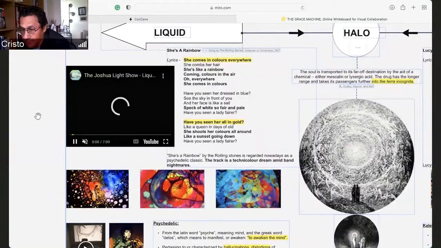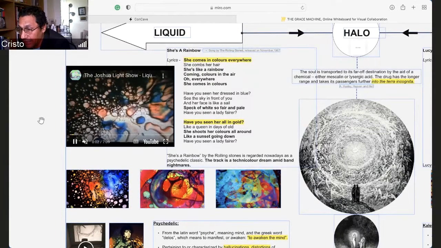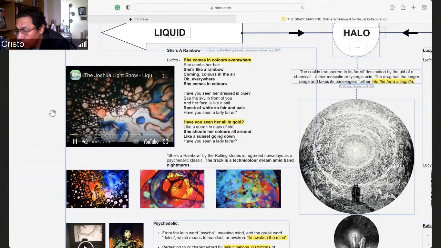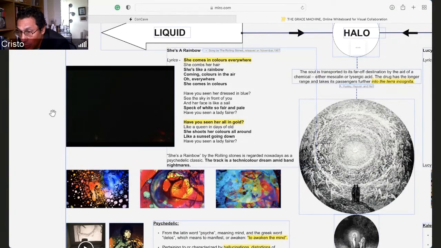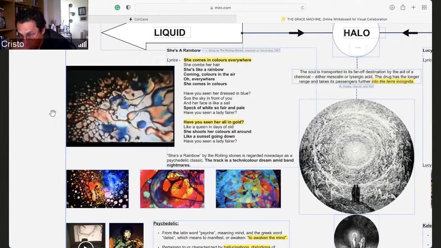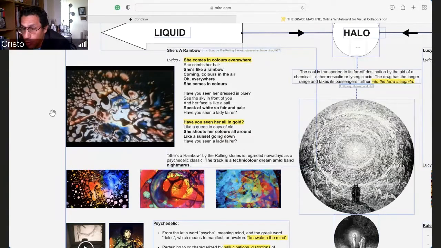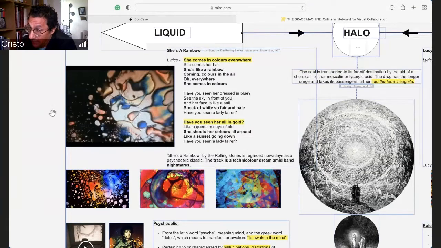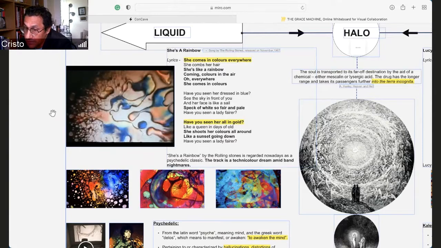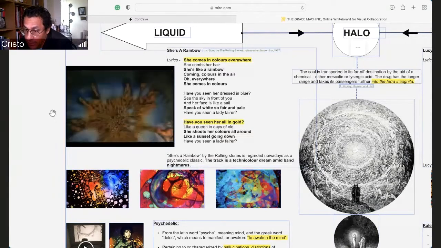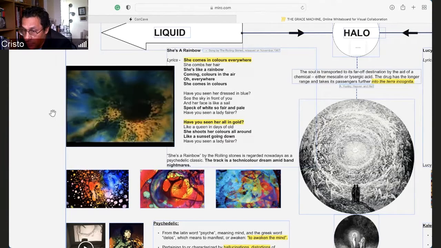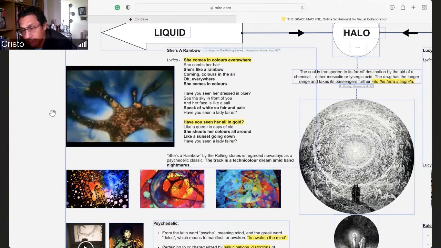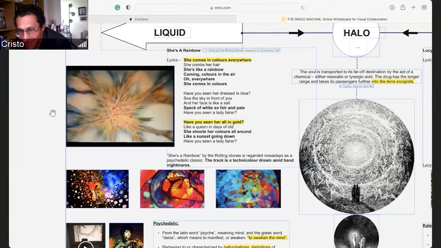We have the liquid state, the soft in psychotropics, a connection of liquidity and light. The notion of floating, and we start to see visions of colors. I'm quoting here She's a Rainbow by the Rolling Stones, which is regarded nowadays as a psychedelic classic. The track is Technicolor Dream. Some of its lyrics say, "She comes in colors everywhere. She's like a rainbow. Have you seen her all in gold?" I will sing to you guys, but better not, right?